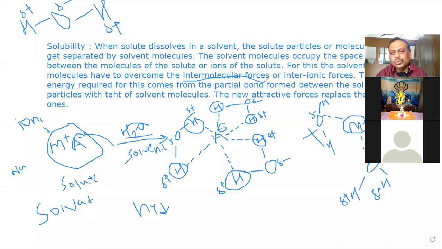And what is the energy source? The partial bond. We have shown dotted bonds here. These are partial bonds formed between the solute particles and the solvent molecules, and the new attractive forces replace the old ones. So the old forces are replaced by the new forces. Did you understand what is meant by solubility?